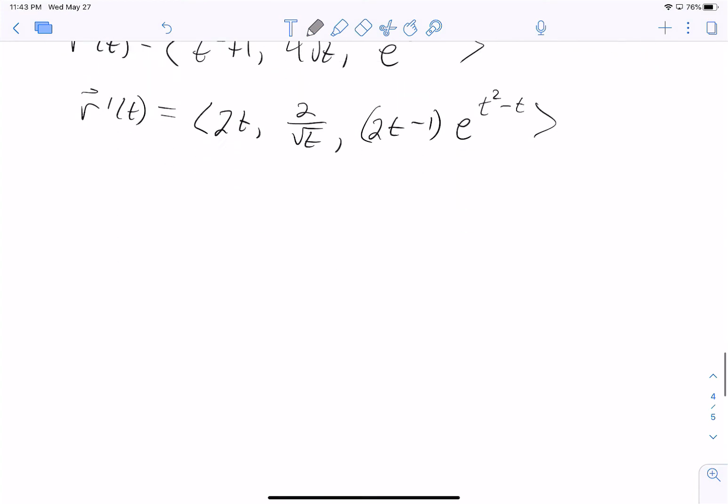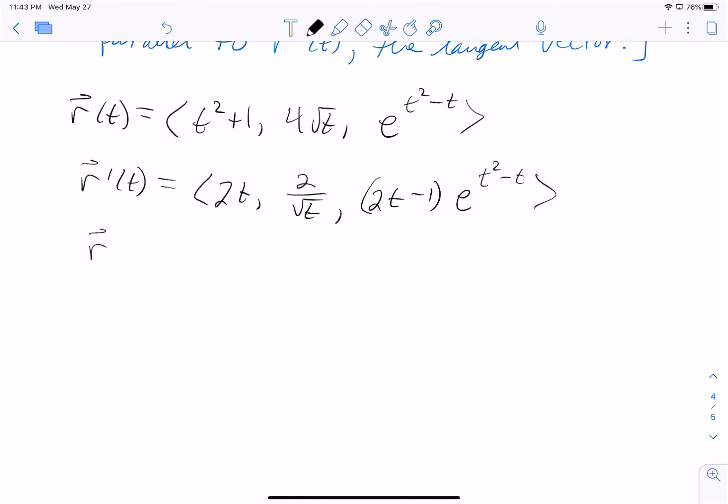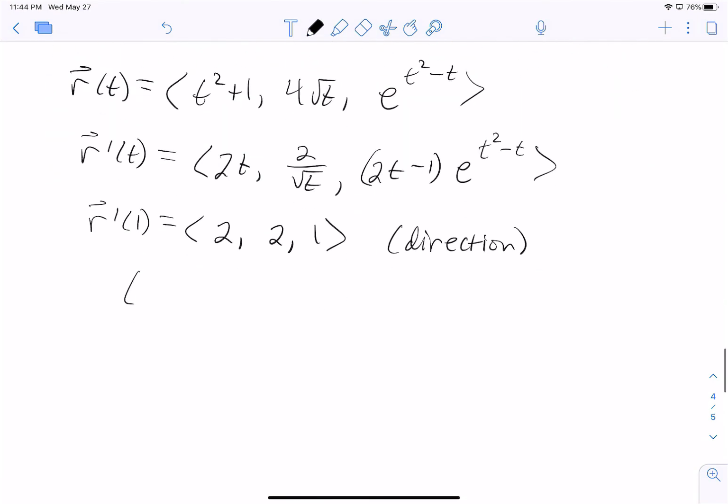Okay, so our tangent vector at the point where t equals 1 is r prime of 1, and since r prime has components 2t, 2 over the square root of t, and the quantity of 2t minus 1 times e to the t squared minus t, our tangent vector is going to be 2, 2, and then it looks like 1. That gives us our direction for our line. As for the point, it was given to us as 2, 4, 1.